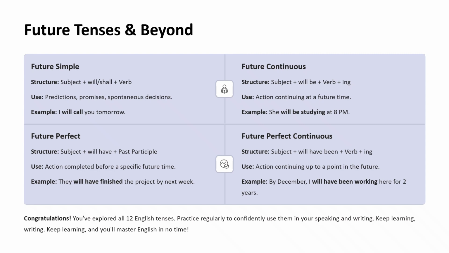So, to sum up, English has 12 tenses, and each one helps us express different shades of time. If you practice them with daily examples, your grammar and fluency will improve dramatically. Remember, practice makes perfect.